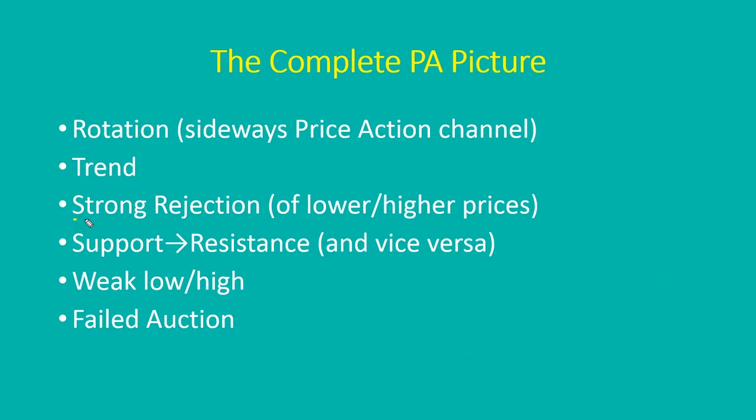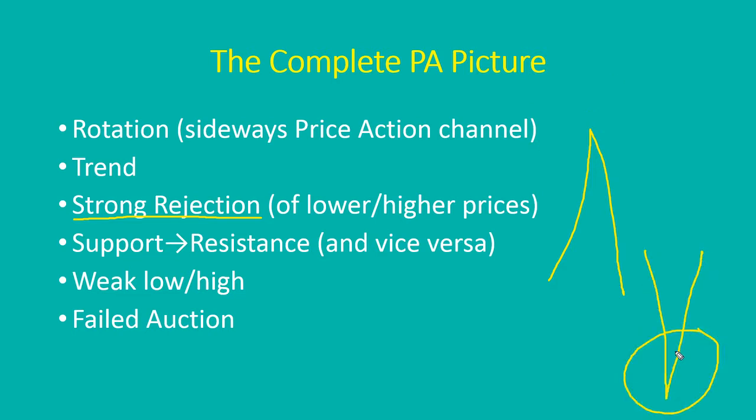Then we covered strong rejections of either higher or lower prices. Strong rejection is a sign of strong and aggressive sellers rejecting higher prices, as in this case, or in this case, this strong rejection is a sign of aggressive buyers rejecting lower prices and pushing the price upwards aggressively.